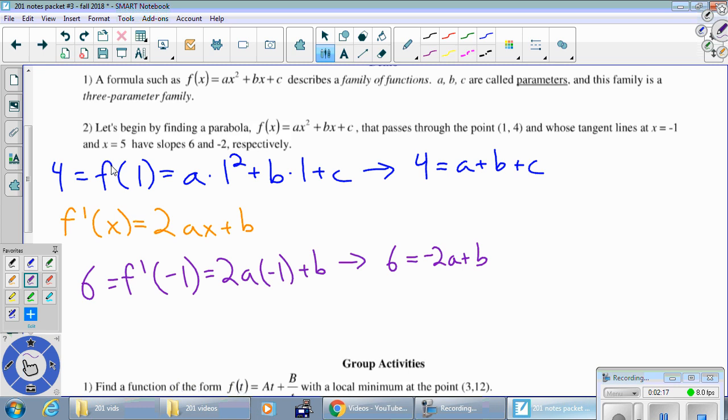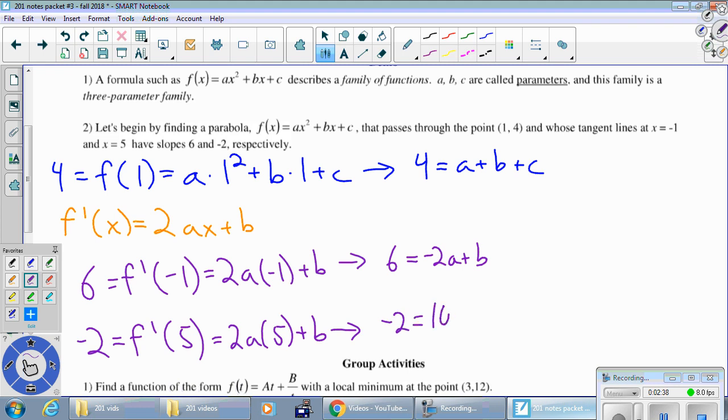And let's do the same thing with the other point, which was x equals 5. So on the one hand, f prime of 5 is given by the slope -2. On the other hand, we can plug again into our orange derivative, 5 for x, 2a times 5 plus b. So we get 10a plus b. -2 equals 10a plus b.